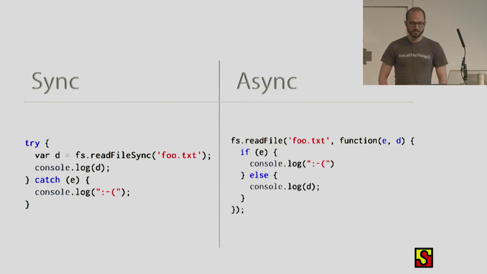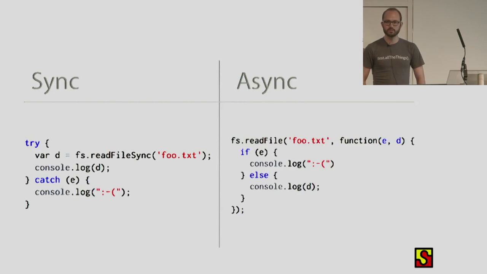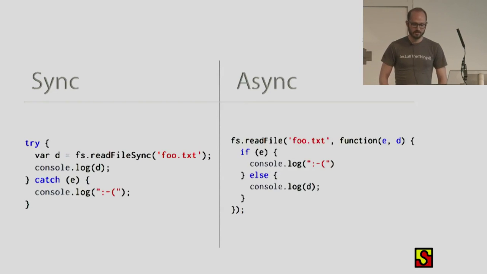The equivalent in async is calling the async version of read file and scheduling something on the event loop so that you eventually get called back with an error if there was one, or the data from the file if there wasn't, and that's where you can handle the error or do something with your data.